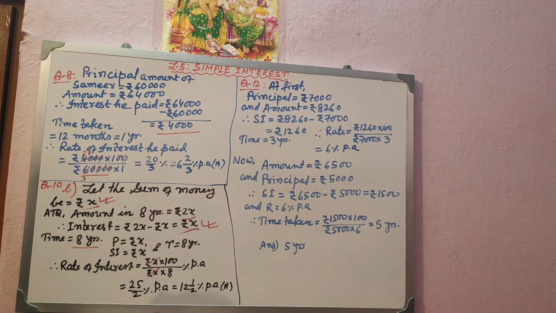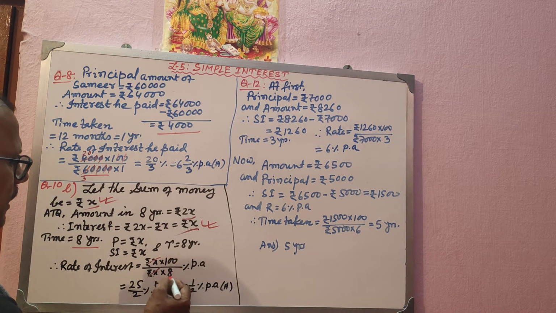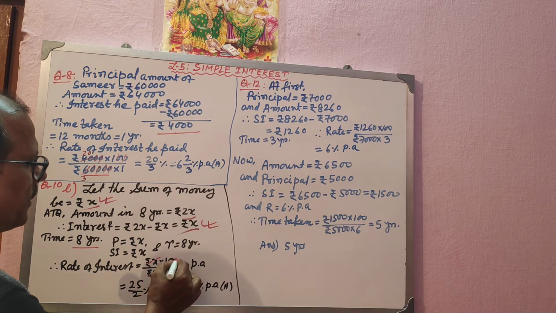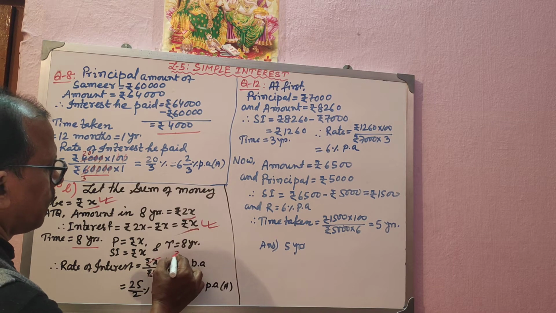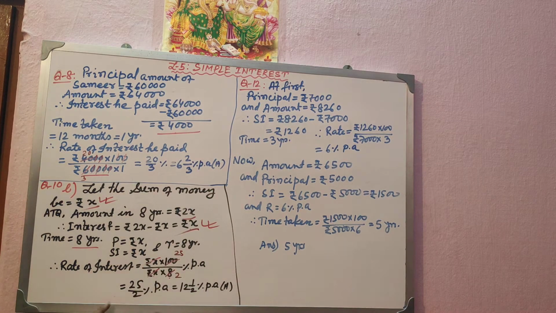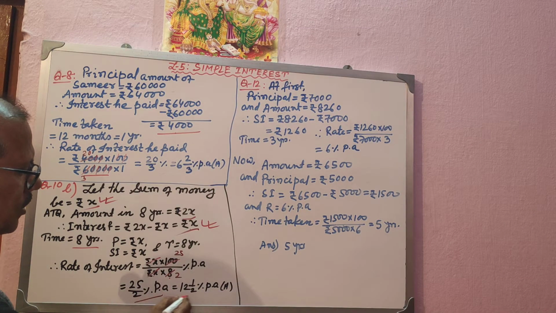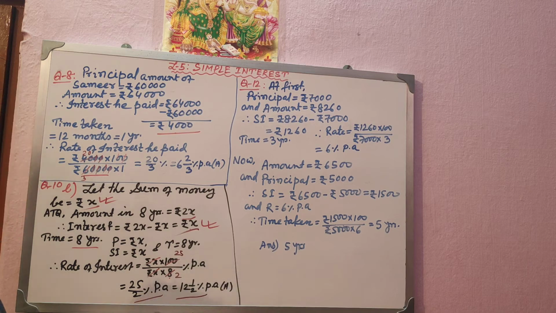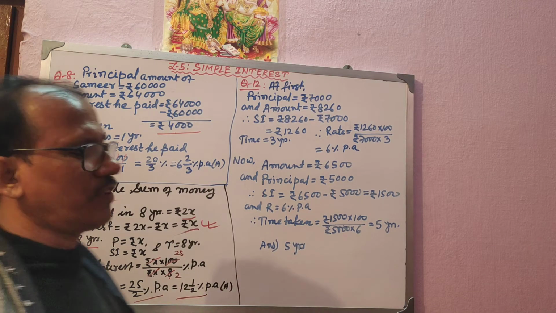Definitely percentage per annum, because the time is given in years. So every year the rate of interest will be 100 by 8. If you simplify 100 by 8, it divides by 4: 25 fours are 100 and 2 fours are 8, so it is 25 by 2%, which is equal to 12 whole 1 by 2%. Things are very, very simple.